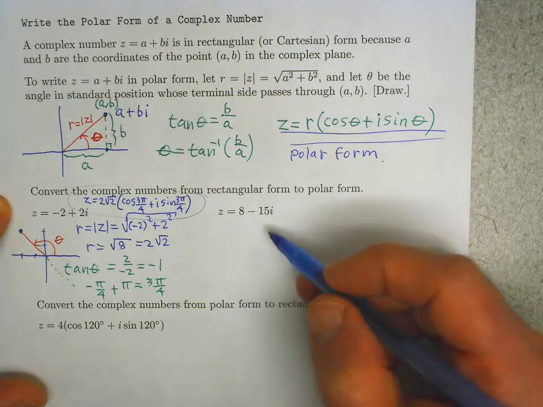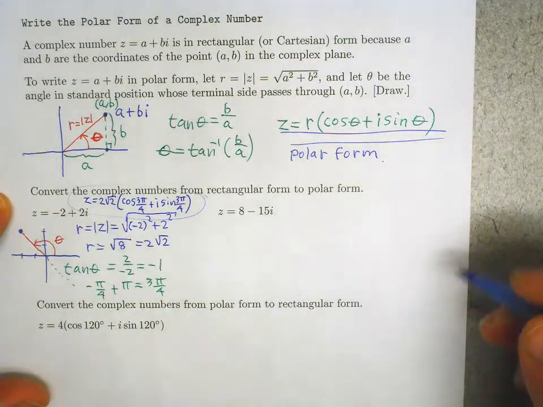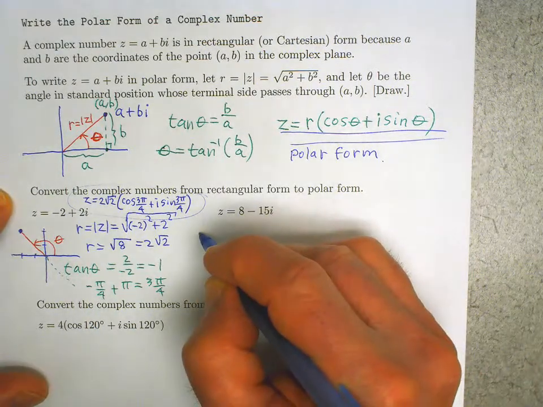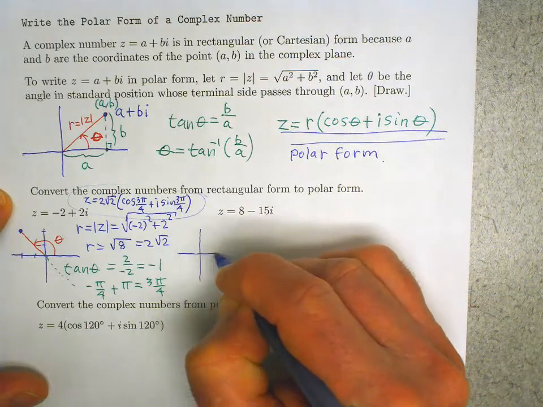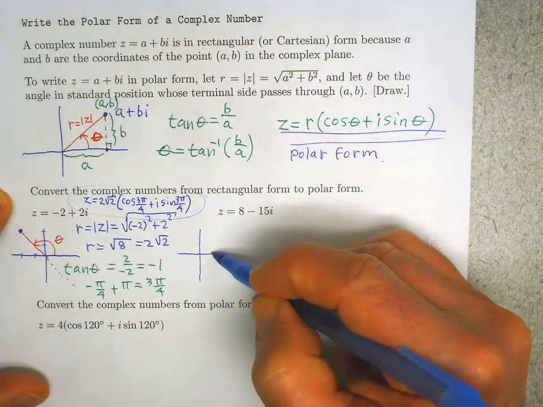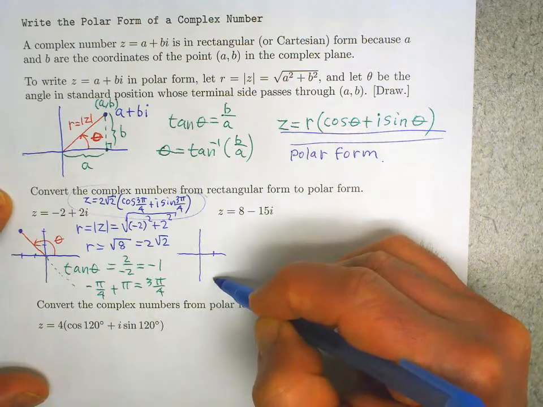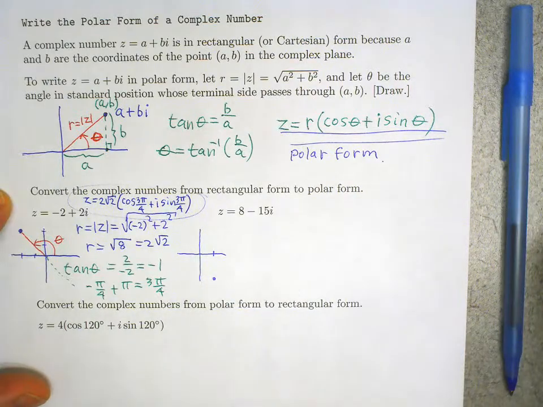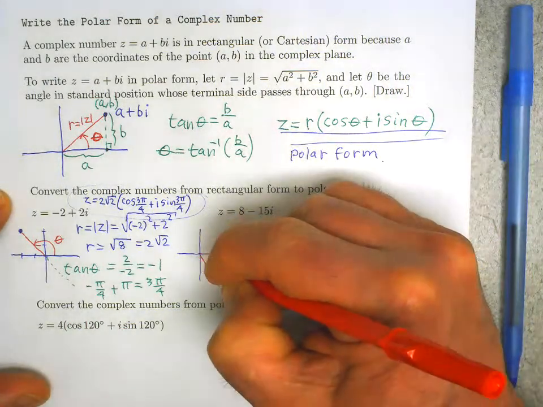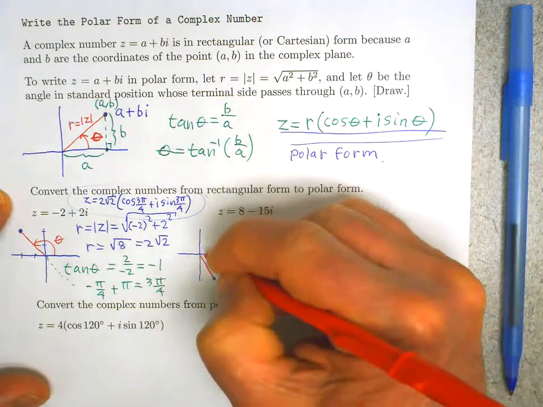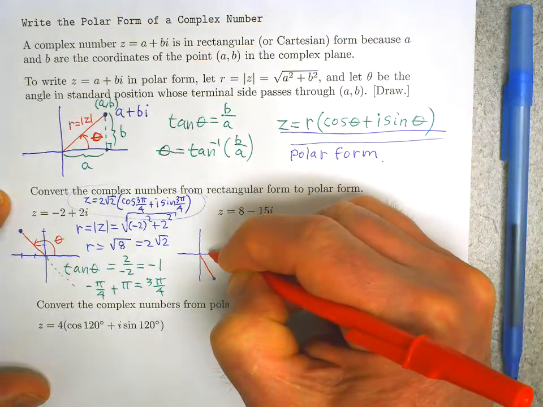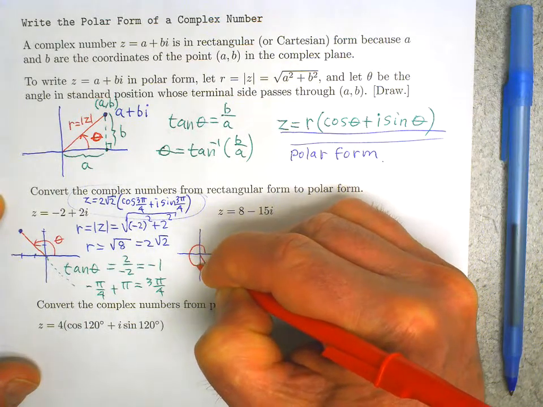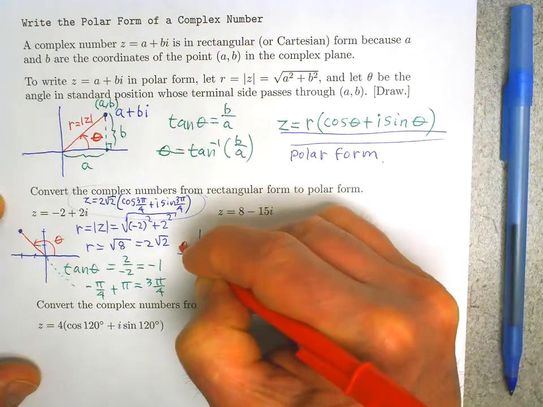Okay, let's try this one. z equals 8 minus 15i. So this complex number is in the fourth quadrant. So 8 and say minus 15i. Well, if we want our angle to be between 0 and 2 pi, then we move counterclockwise. This will be our angle theta.